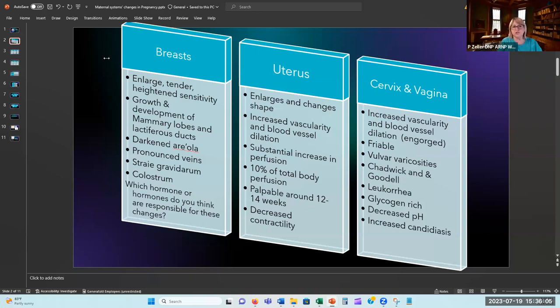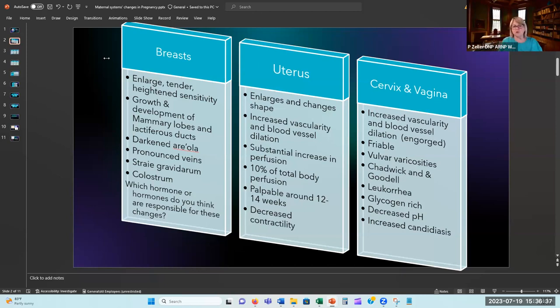There are skin changes during pregnancy, and on the breasts themselves, you might actually see blood vessels, particularly the veins, that become more prominent during pregnancy. The development of stretch marks. The darkened areola around the nipples. Colostrum is being manufactured already. Okay. So progesterone and estrogen cause these changes.